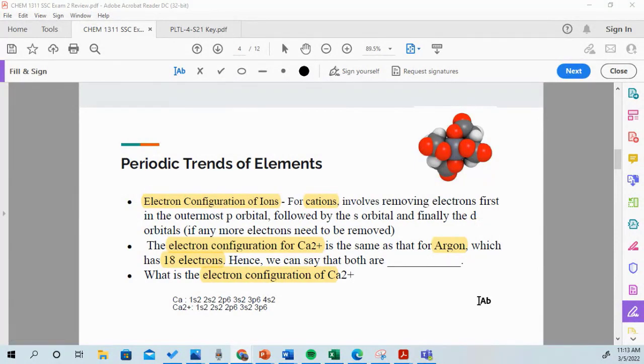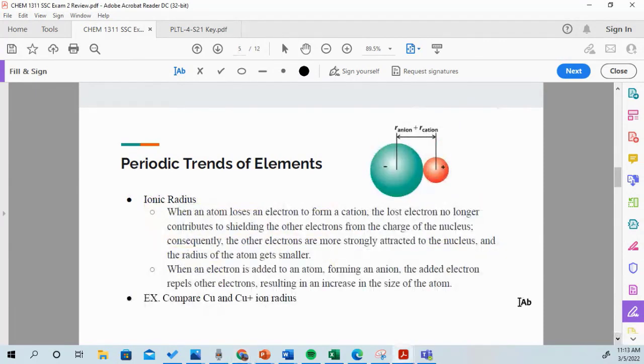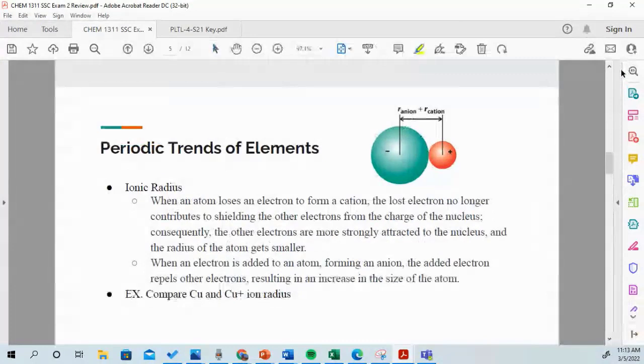Okay, awesome. Okay. So another thing we need to understand is ionic radius. So remember, there are two types of ions. You have a cation and then you have anions. So cations are positive. So they've lost an electron.